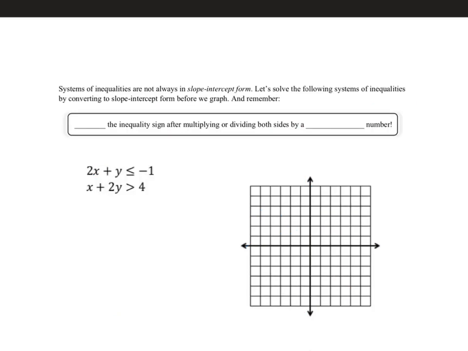Okay, so unfortunately, sometimes it's not going to be that easy. Sometimes the systems are not in slope-intercept form, so we need to convert them to slope-intercept form before we graph. And we also need to remember that when we're dealing with inequalities, we need to flip the inequality sign after multiplying or dividing both sides by a negative number. So that may come up in the future. Okay, so let's look at this first inequality. And we need to move some things around in order to graph it.